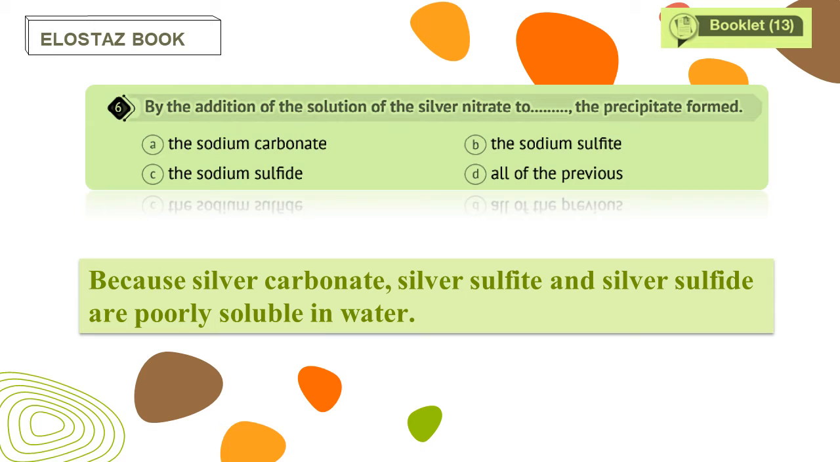So only one choice here makes all these salts precipitate, which is letter D, the right answer for this question. So all of the previous make a precipitate by adding silver nitrate AgNO3 aqueous solution. Okay, let's go to question 7.